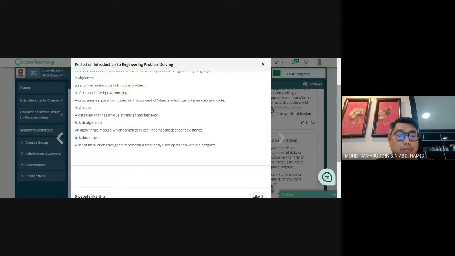Sub-algorithm is an algorithmic module which is complete in itself and has independent existence. Subroutine is a set of instructions designed to perform a frequently used operation within a program.